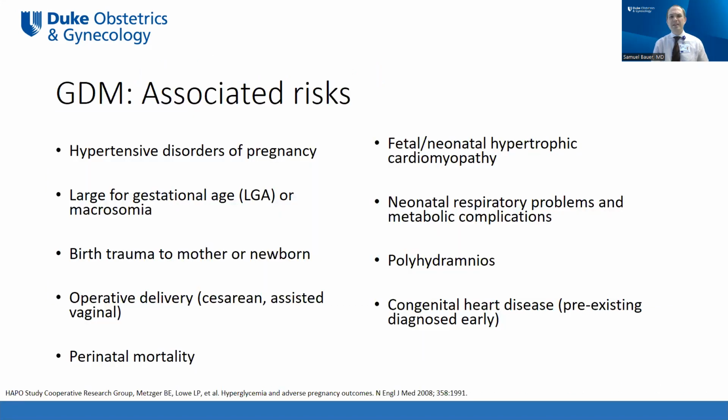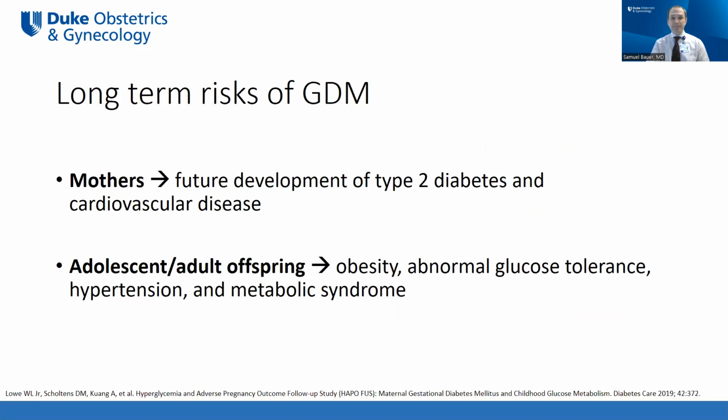As far as associated risks, we think about hypertension, having a large for gestational age neonate or macrosomia, history of birth trauma, history of operative vaginal delivery, perinatal mortality. These are all things that can ultimately occur in a pregnancy when you have gestational diabetes.